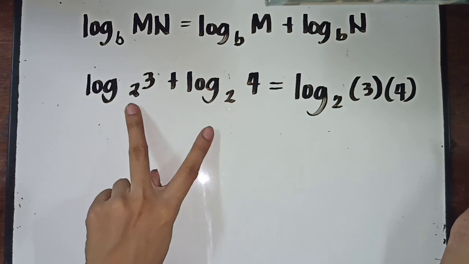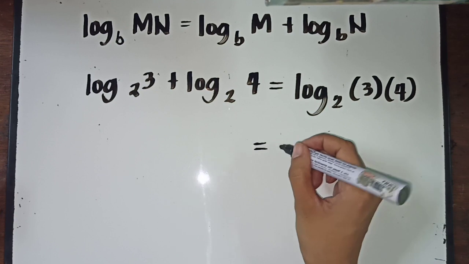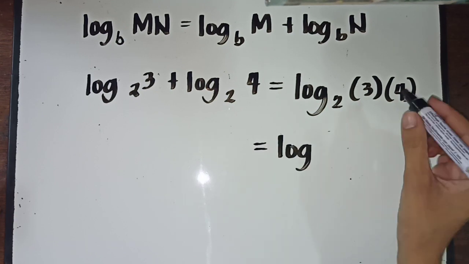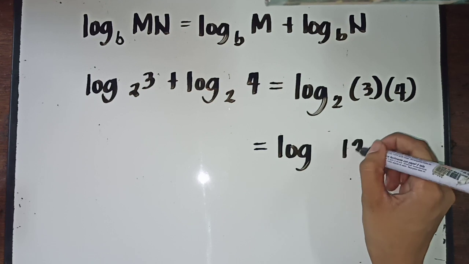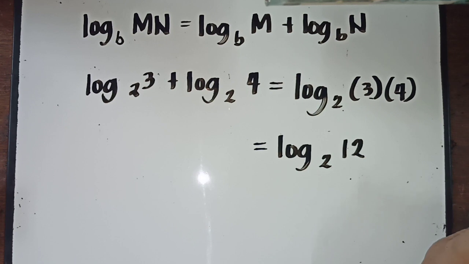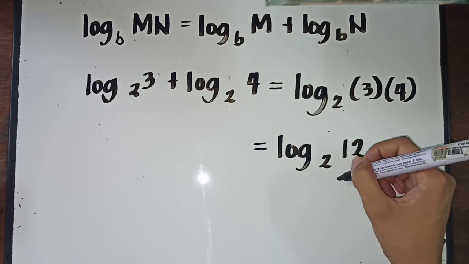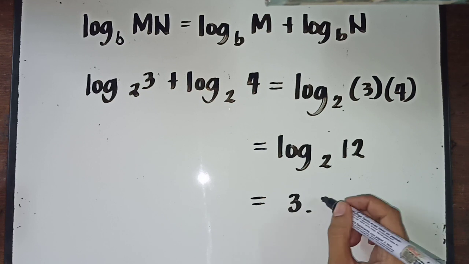Okay, so kapag common lang yung base, dun lang natin siya pwedeng ipag-combine. Okay, so that is equal to the logarithm of multiply 3 by 4. So 3 multiplied by 4 is 12 to the base 2. Okay, so if we're going to evaluate this logarithm of 12 to the base 2, so the answer is 3.58.